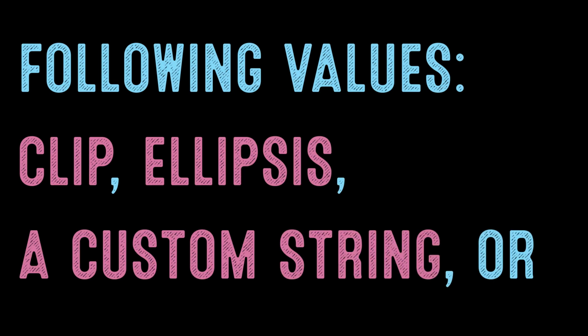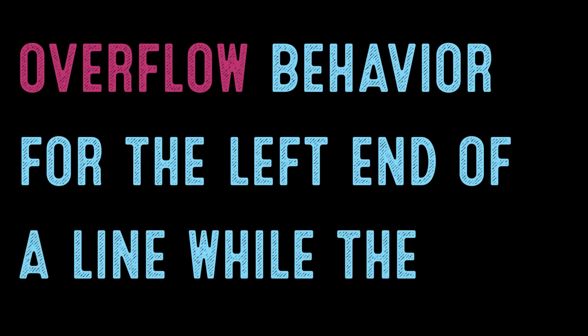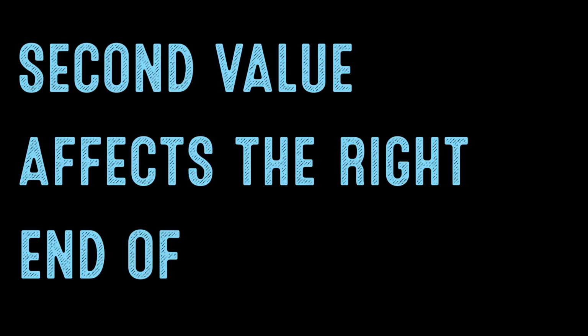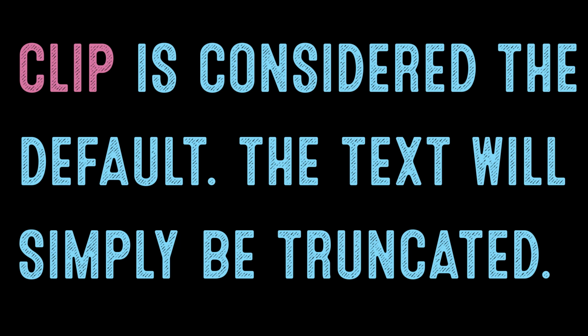Text-overflow accepts the following values: clip, ellipsis, a custom string, or fade. The property can accept two values to specify the overflow behavior for the left end of a line, while the second value affects the right end of a line. Clip is considered the default. The text will simply be truncated.